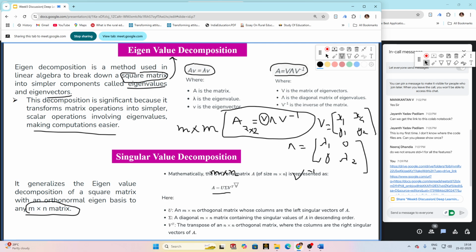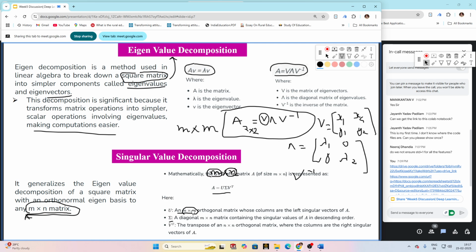Why do you have two things, U and V transpose? Because you have different sets of dimensions. One dimension is m and the other dimension is n. So that is why you will have two matrices, one is U and the other is V transpose. So what is this U? U is m cross m. Okay, if our matrix A is an m cross n matrix, then our U matrix will be an m cross m orthogonal matrix whose columns are the left singular vectors of A. What is this? We will be seeing in a sample question.